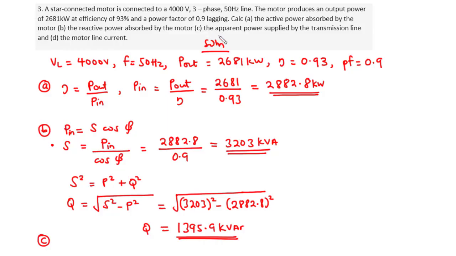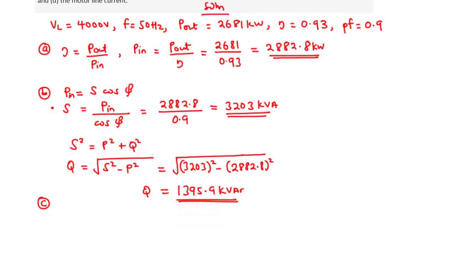C, we are asked to find the apparent power. So the apparent power is 3203 kilovolts amperes. And then D, we are asked to find the motor line current. The motor line current.